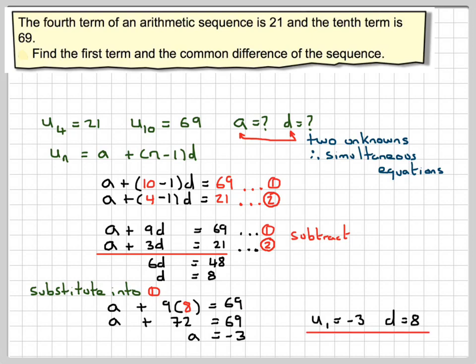So we can say the final answer is A is minus 3, D is equal to 8. So this has been a video to show you how to find the first term and the common difference of a sequence when you know two terms in the arithmetic sequence.